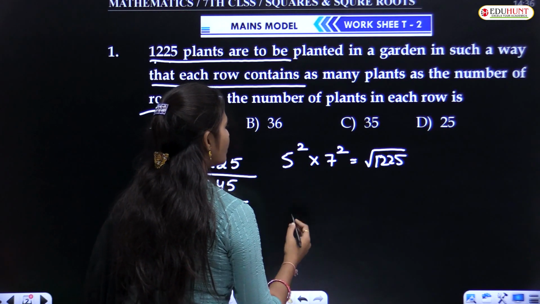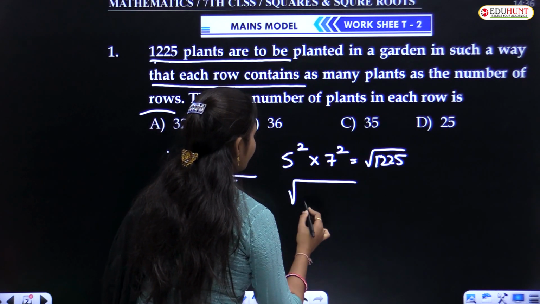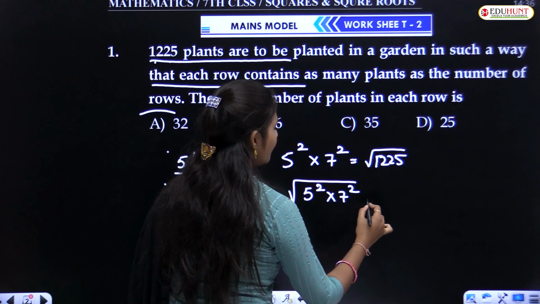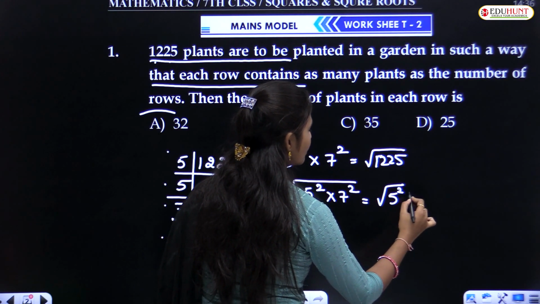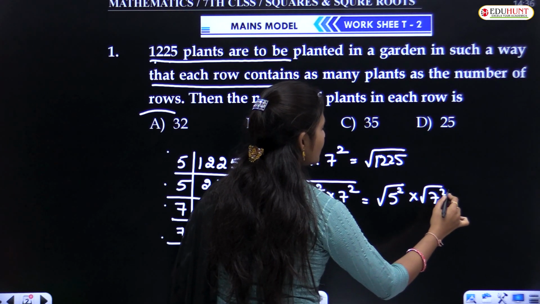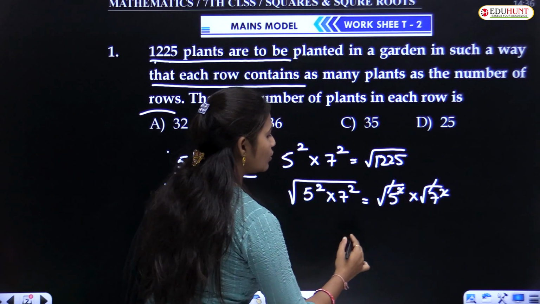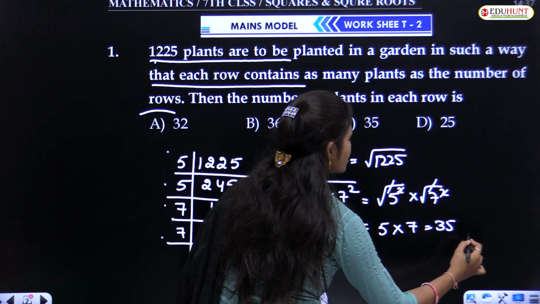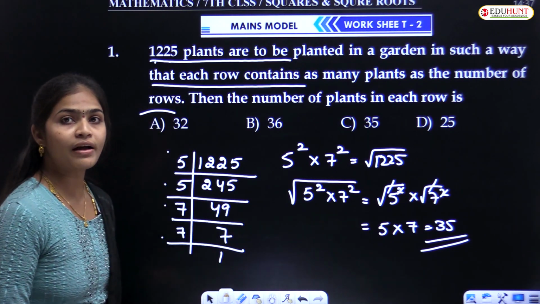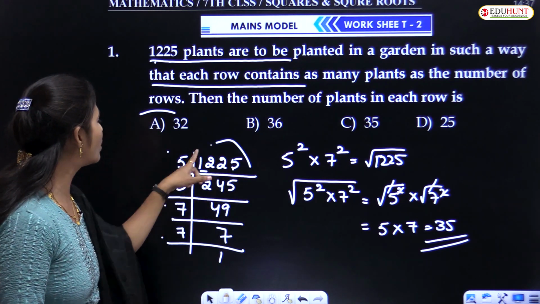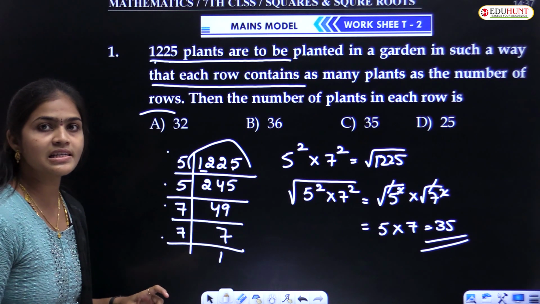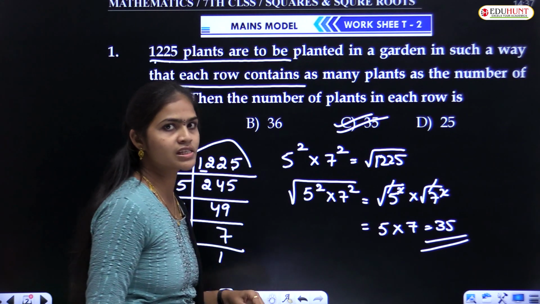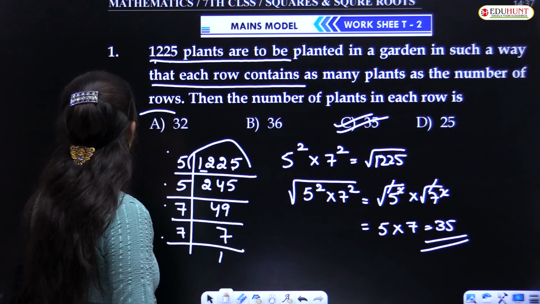So apply the square root to the prime factorization. Square root of 5 square into 7 square, we can write as square root of 5 square into square root of 7 square. So square and root get cancelled here, and we have 5 into 7, which is equal to 35. So 35 is the square root of 1225. Which option is correct here? Yes, that is option C, 35 is correct. Okay, next come to the next question.